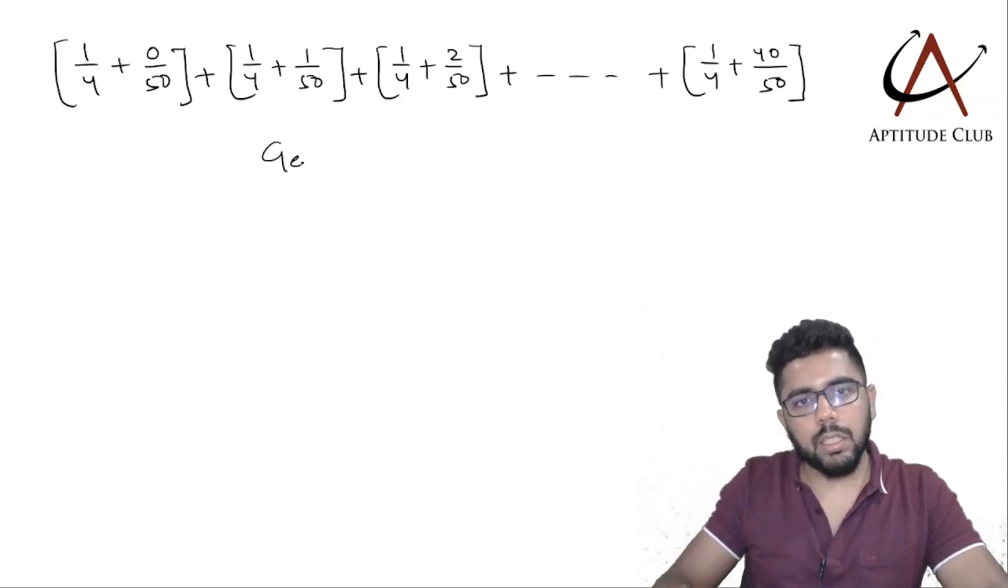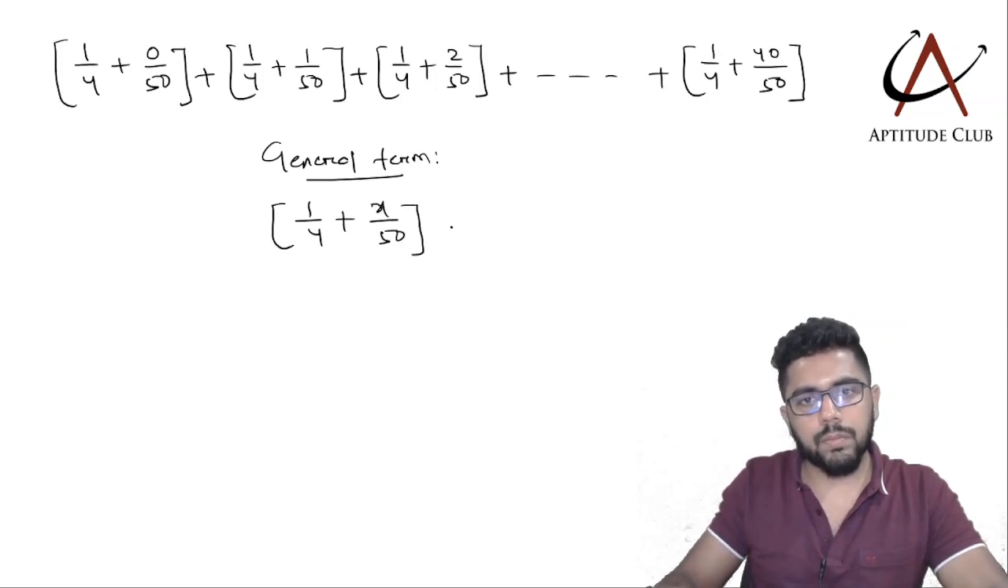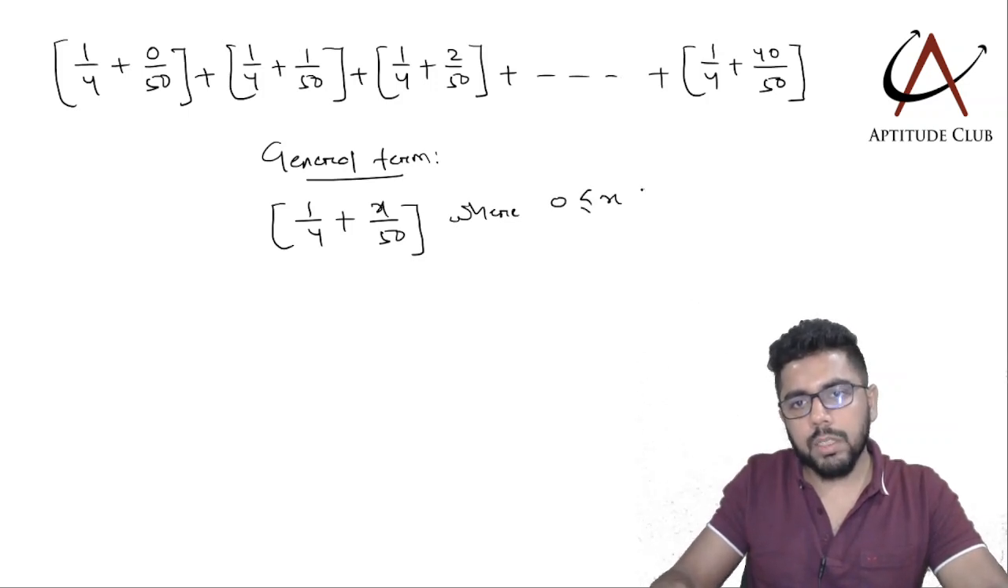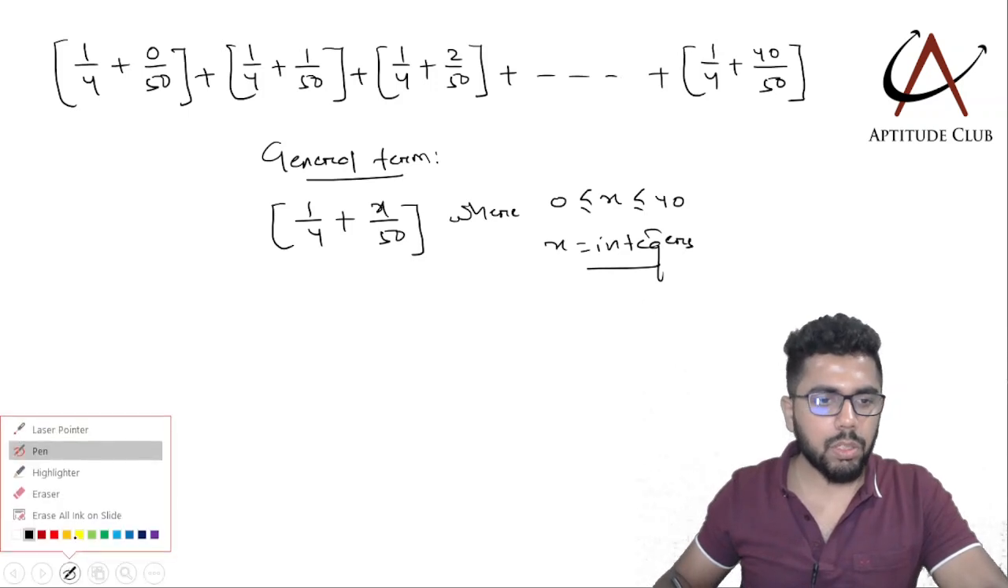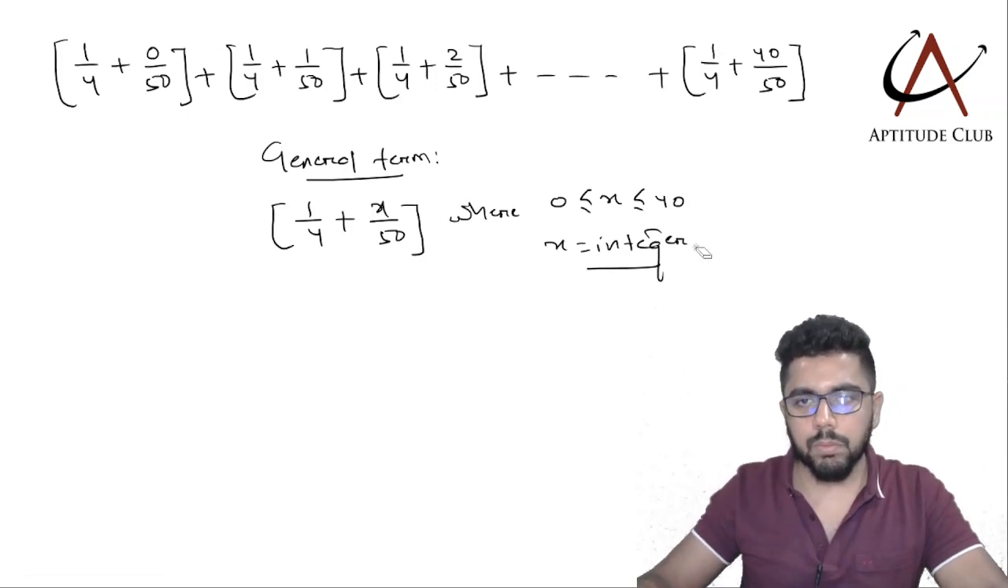Now can I write here the general term? The general term is greatest integer of 1 by 4 plus x by 50, where 0 less than or equal to x less than or equal to 40, and x is basically an integer. That means x is an integer starting from 0 till 40. This is my general term.